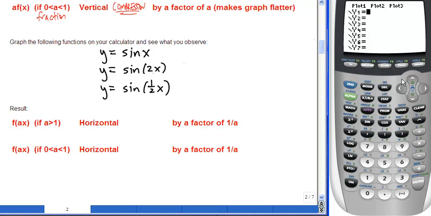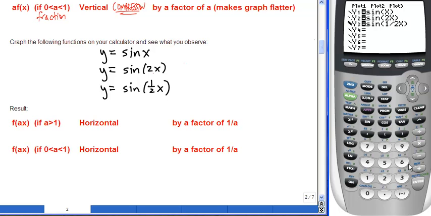And in y1, I'm going to type in the sine function. So I'm going to do sine of x and close the parentheses. And then in y2, I'm going to do sine of 2x, close the parentheses. And then in y3, I'm going to hit the sine button, 1 divided by 2, or 1/2 of x, close the parentheses. And I'm going to change my style type. So y3 will be the bold one again, and y2 will be the dotted line.